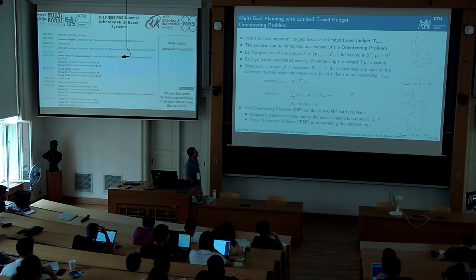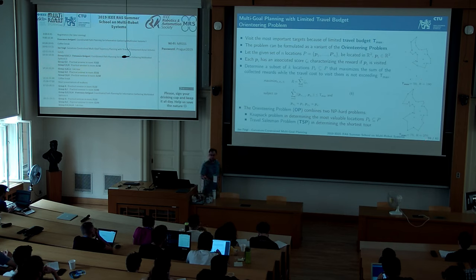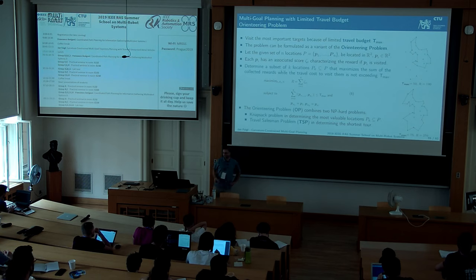But anyway, the problem formulation is that we maximize the reward by visiting the locations. Without the neighborhood, we just visit the location. And we have a limited travel budget. And you can expect that if we have a larger budget, like here, we will have a higher reward. That's expected. So this is the pure orienteering problem.